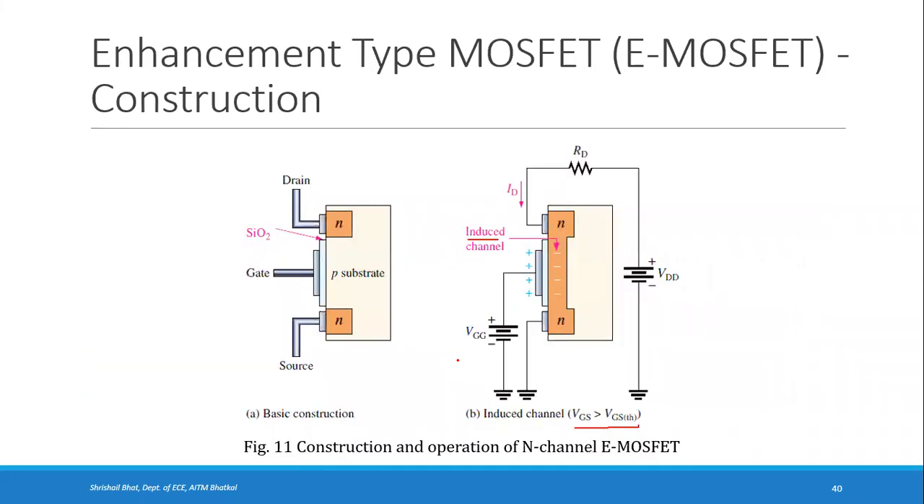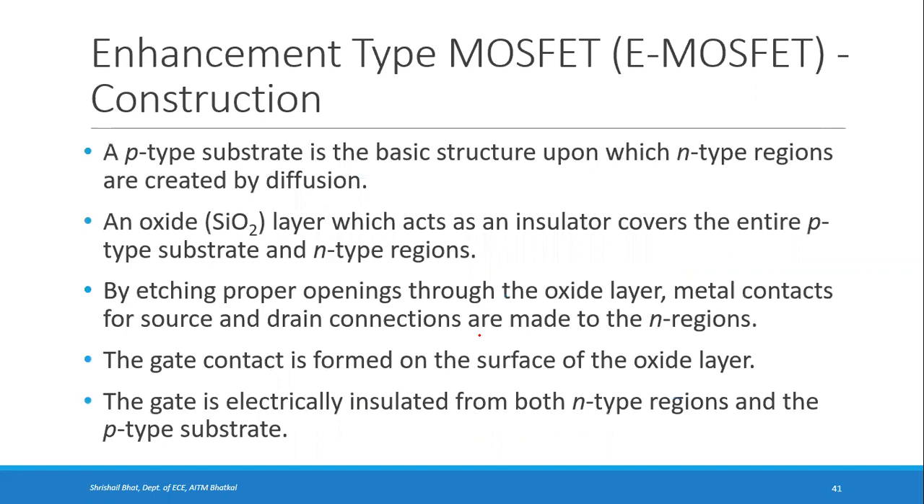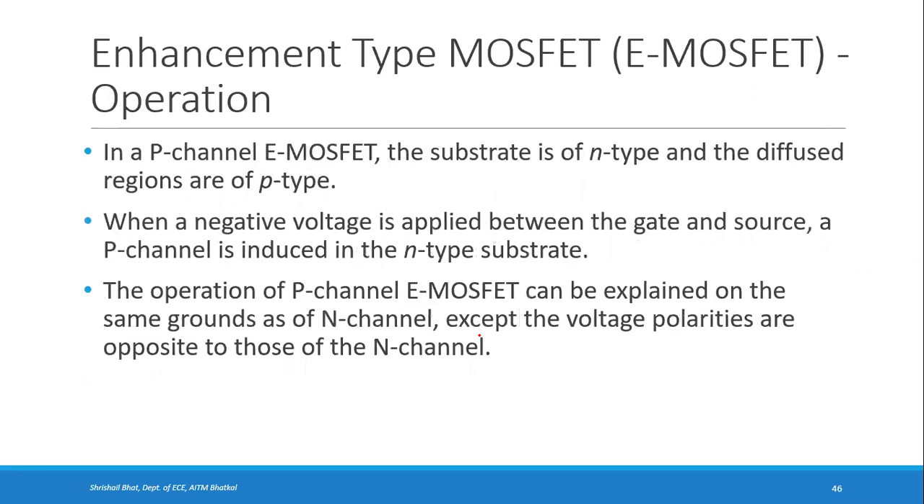In case of a P channel E-MOSFET, the substrate will be of N type and these regions will be of P type. Okay, so you need to create a P channel. To create a P channel, you need to give a negative gate voltage. The gate voltage will be negative in case of P channel E-MOSFET. That is what we have in the next slide.